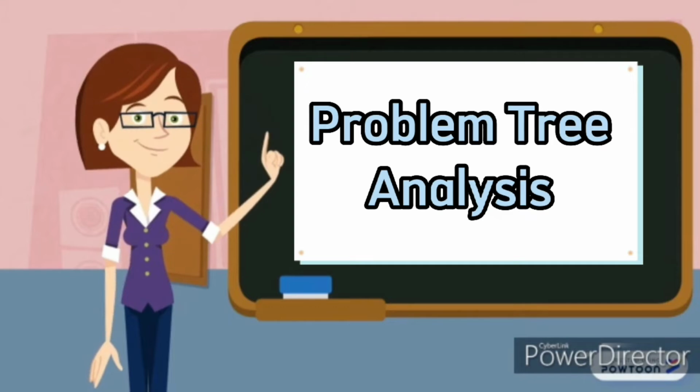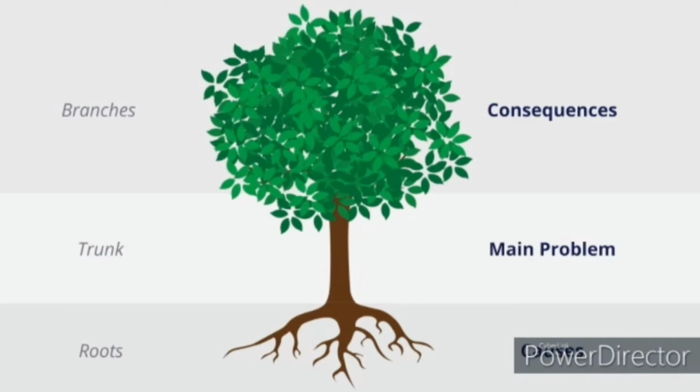Diagnostic tool number 2, the problem tree analysis. This mapping tool uses parts of a tree to illustrate the relationship between organizational problems and their causes as well as consequences. The trunk of the tree represents the problem identified by the organization, the branches symbolize the consequences of the problem, and the roots represent the causes of the problem.